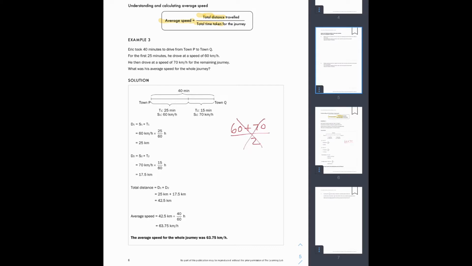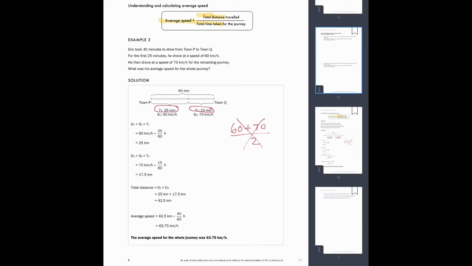Why is it that you cannot do that? Because take note, the amounts of time are different. So you cannot just divide it by 2. You can only do that if the amount of time taken is the same. Then it will be a fair comparison.